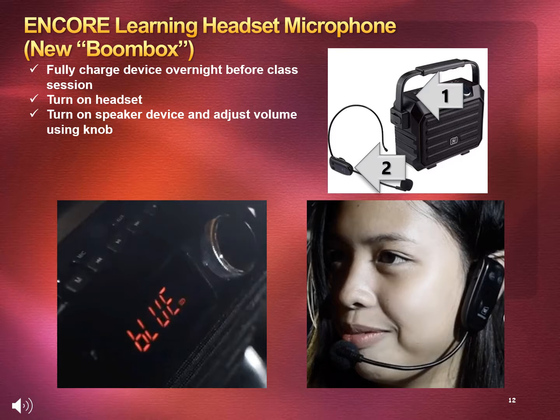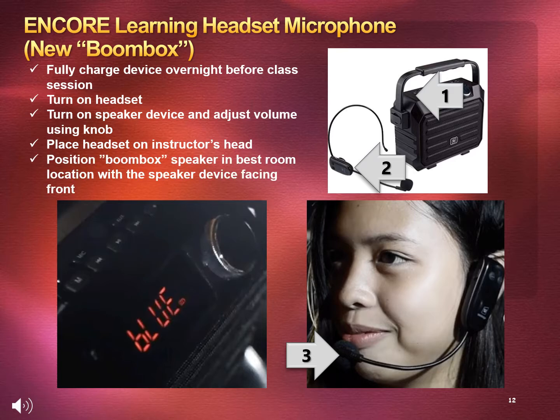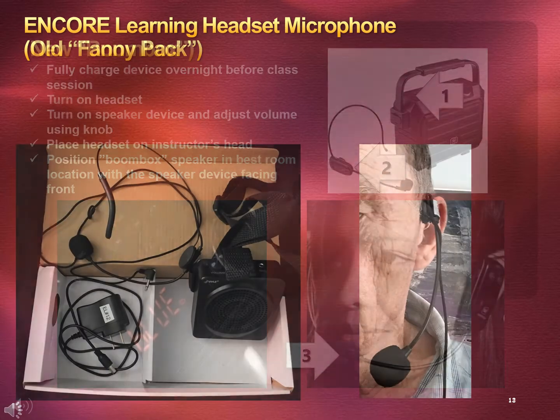Place headset atop instructor's head with transmitter in front of ear and microphone arm extending from left side of face, arrow 3. Position boombox speaker in best room location with the speaker device facing front toward students.